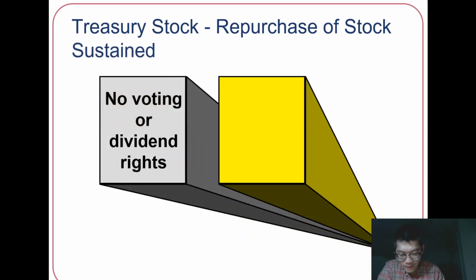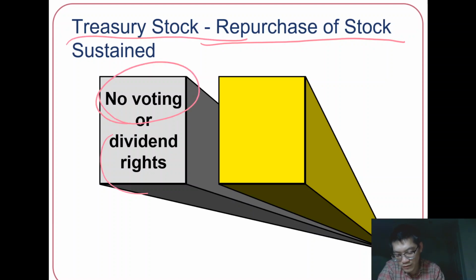Okay, and treasury stock purchase: once the company repurchases the stock, the treasury stock does not have any voting rights or dividend rights. That means the company itself doesn't vote for itself. Okay, so they have to have some agents, right? So employees, owners. And the company simply purchasing that stock back doesn't mean the company itself owns some percentage of the ownership. Okay, it does not work like that.